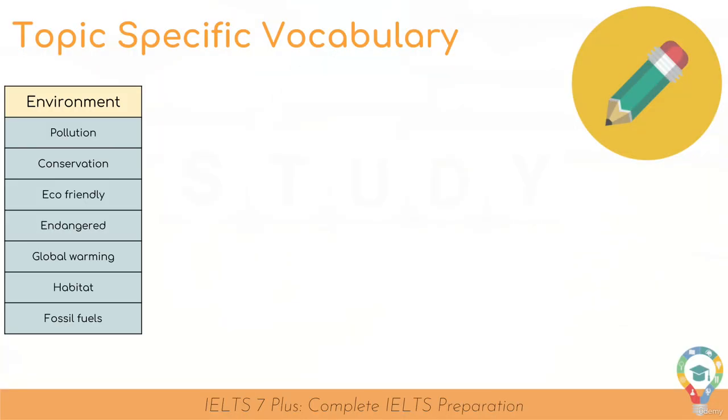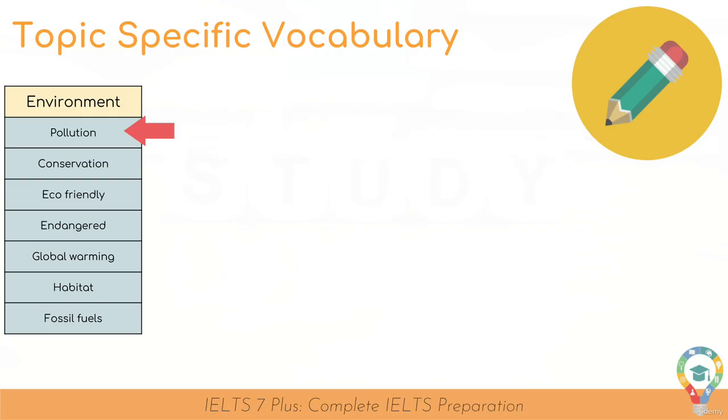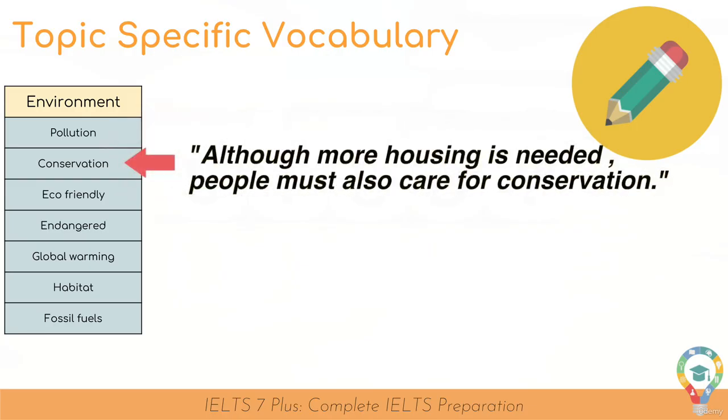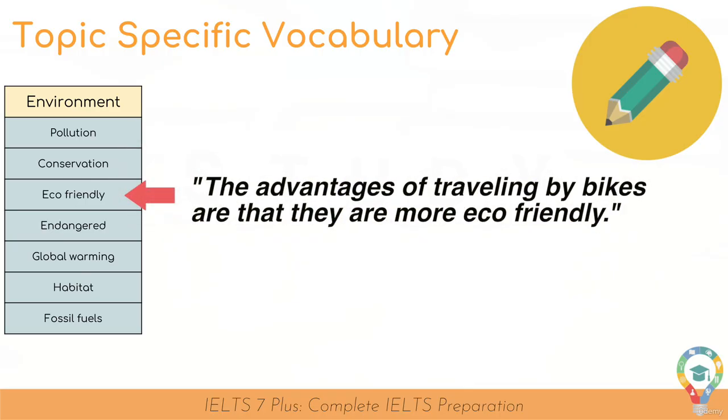Our next topic is all about the environment. The pollution of rivers has led to a lack of clean drinking water. Although more housing is needed, people must also care for conservation. The advantage of travelling by bikes is that they are more eco-friendly.